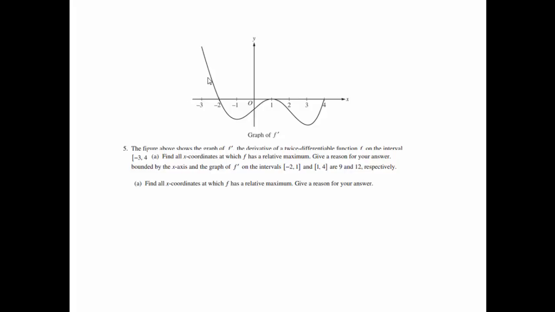Problem 5. The figure above shows the graph of f prime, the derivative of a twice differentiable function f on the interval -3 to 4. It says we've got some horizontal tangents going on, and that the areas of the regions of the graph of f prime on the intervals -2, 1 and 1, 4 are 9 and 12. So this area is 9 and this area is 12, if we find that helpful at some point in time.